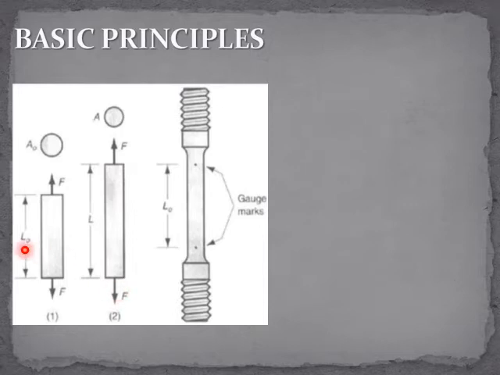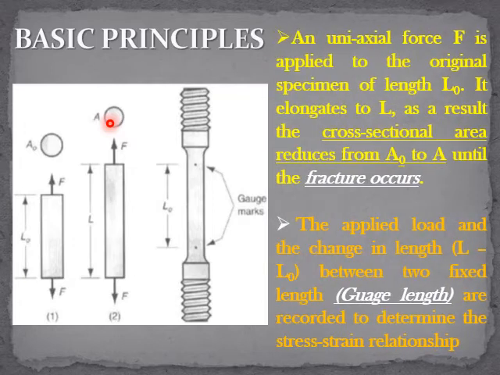So from the original length L0, it goes to a higher length, capital L. Because of elongation, the cross-sectional area reduces from A0 to A. So, when a tensile force acts, the length elongates and the area reduces. So, this is the principle. When a uniaxial force is applied, the length elongates to L and the cross-sectional area reduces from A0 to A until fracture occurs. The applied load as a function of change in length is recorded to determine the stress-strain relationship.